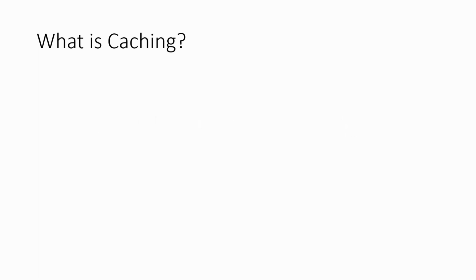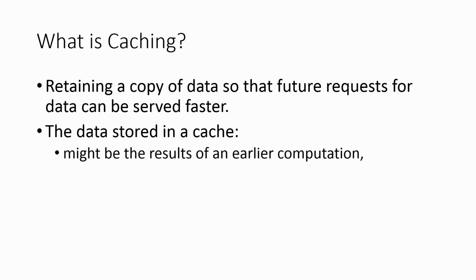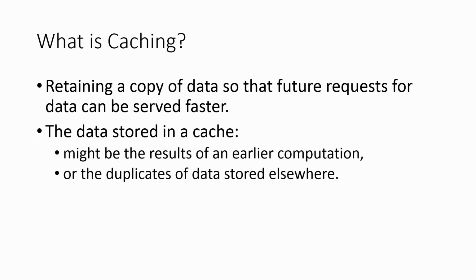What is caching? Caching is nothing but retaining a copy of data so that future requests for that data can be served faster. The data that's stored in a cache could be results from an earlier computation or could be duplicates of data that has been stored elsewhere. So that's the basic idea of caching in general in computing.